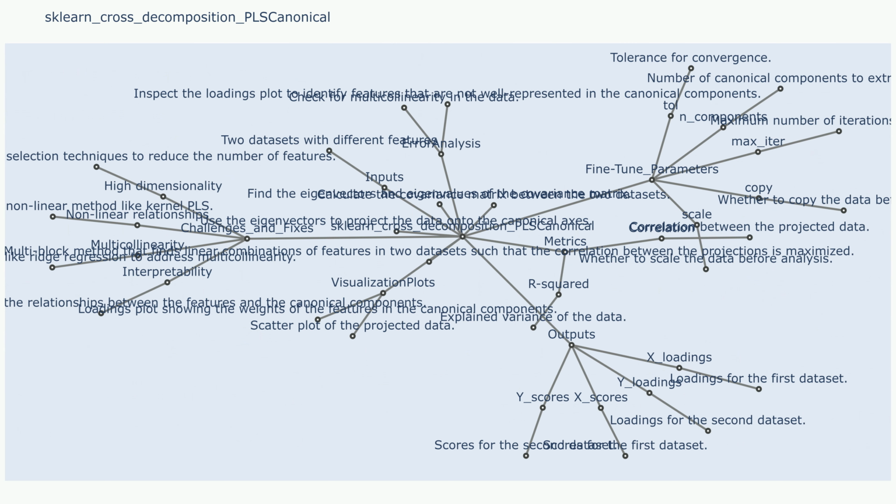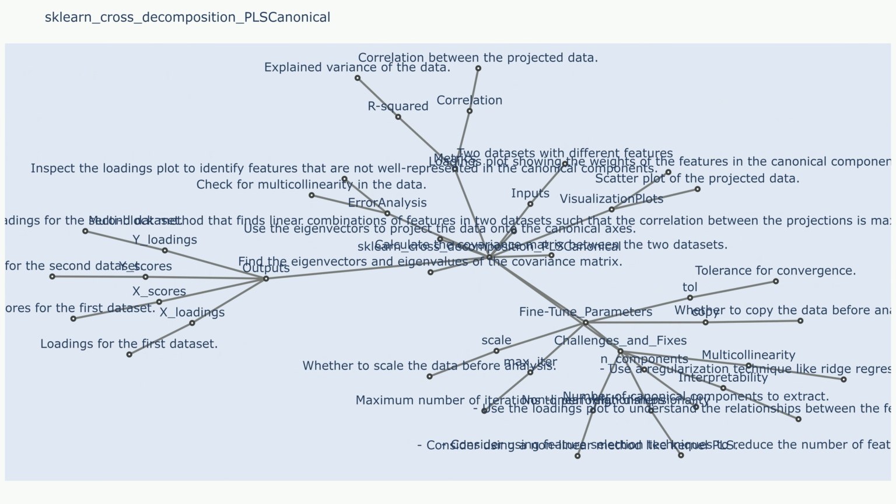X scores, a 2D array of shape (n_samples, n_components), representing the scores for the first set of variables. Y scores, a 2D array of shape (n_samples, n_components), representing the scores for the second set of variables.